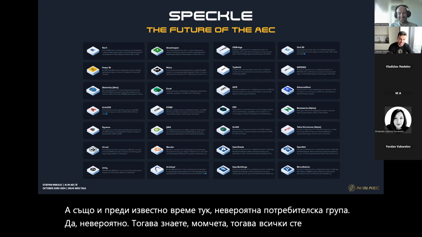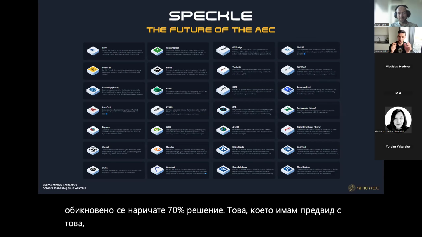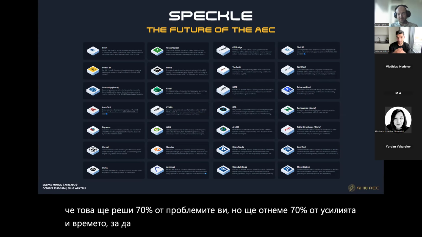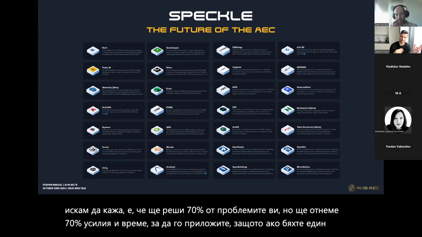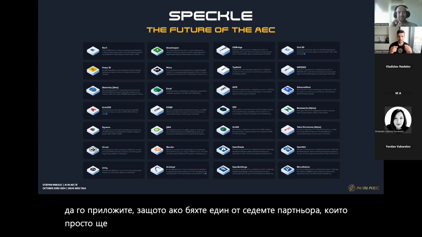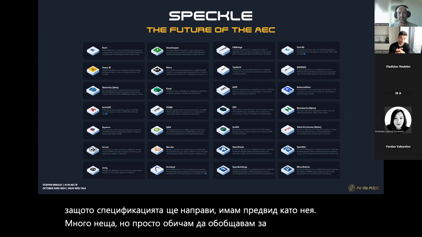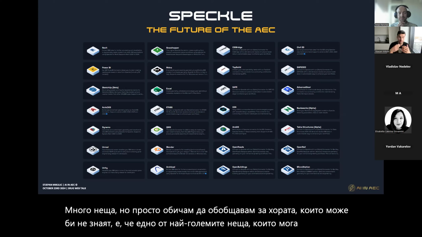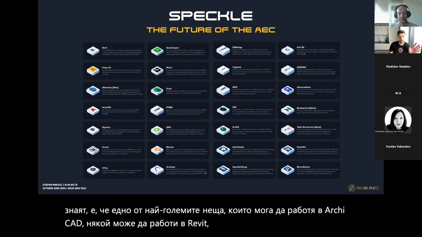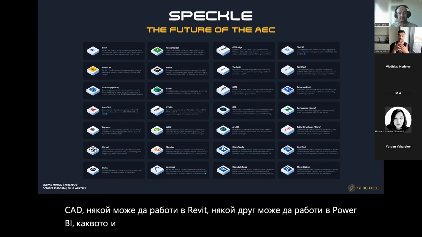Because I usually call Speckle the 70% solution. What I mean by that is that it's gonna solve 70% of your problems, but it's gonna take 70% of the effort and time to actually implement it, if you're one of those partners that are just gonna switch from not using it. Because what does Speckle do? It does many things, but I just like to summarize for people who might not know that one of the biggest things is that I can work in ArchiCAD, somebody can work in Revit, somebody else can work in Power BI, whatever, and we're all working on the same project.